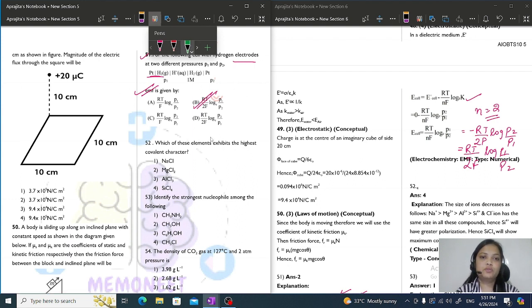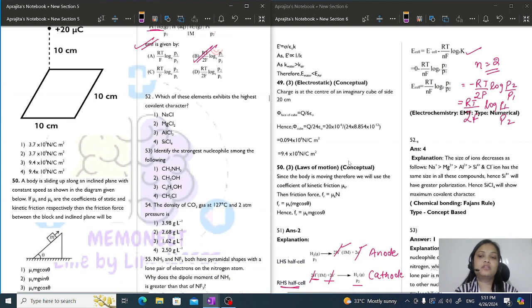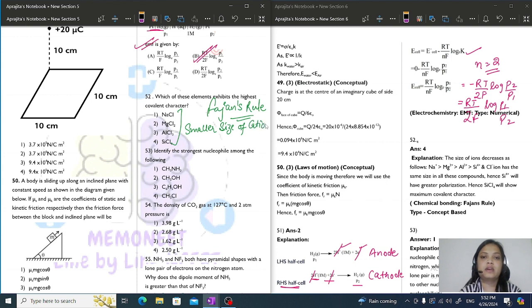Now question number 52, which of these elements exhibit the highest covalent character? We know that the covalent character of these compounds will be determined by Fajan's rule. According to Fajan's rule, the smaller the size of the cation, and of course greater charge on the cation and large size of the anion, all these things will favor the covalent character. They will increase the covalent character in this case.